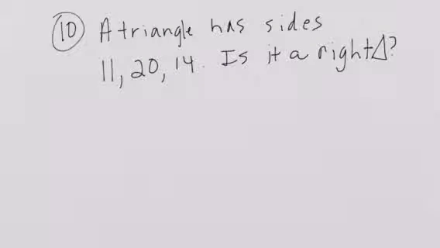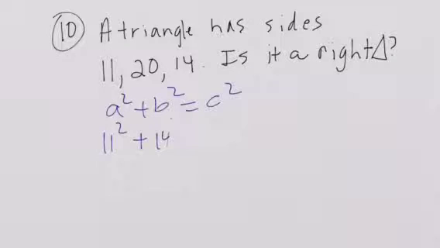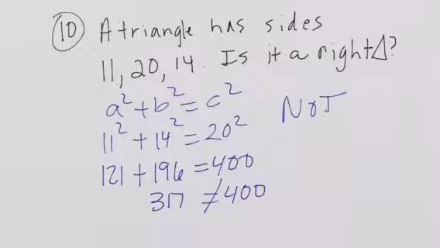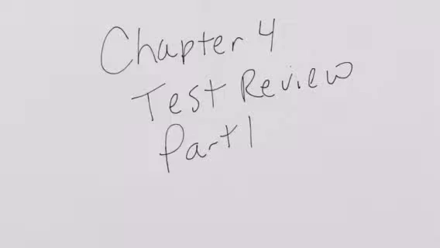A triangle has the sides 11, 20, and 14. Is it a right triangle? A squared plus B squared equals C squared. 11 squared plus 14 squared is equal to 20 squared. 121 plus 196 is equal to 400. When I add 121 and 196, I get 317 is equal to 400. It's not equal to 400, so it's not a right triangle. And that's the end of part 1 of the review.